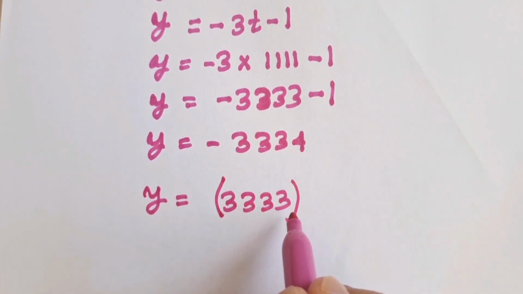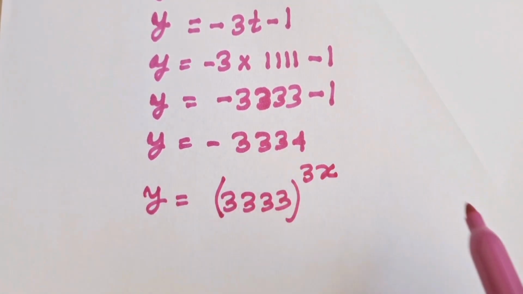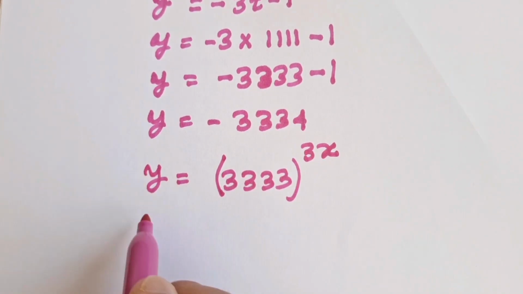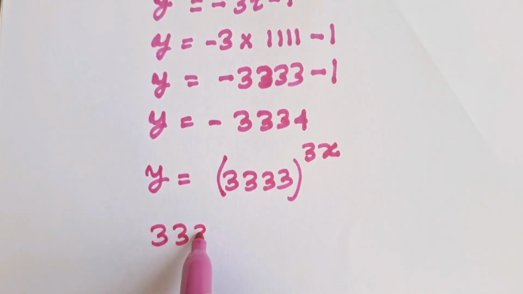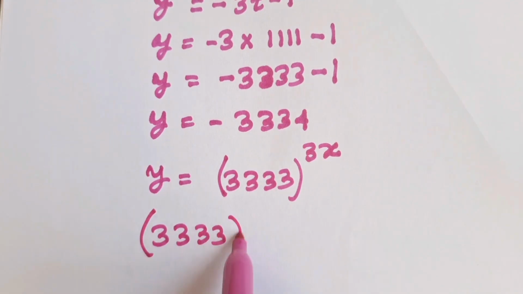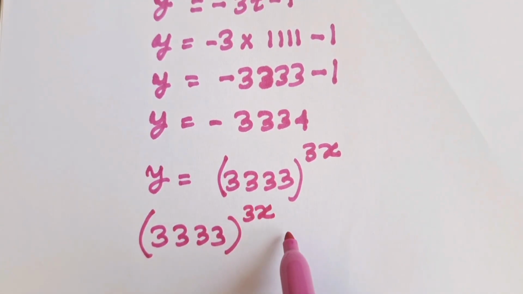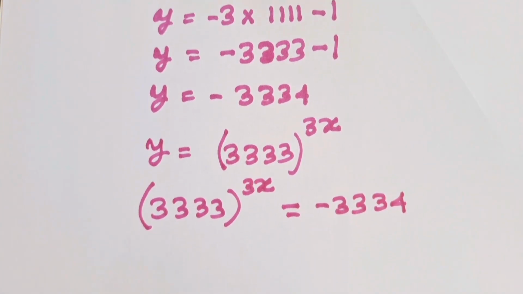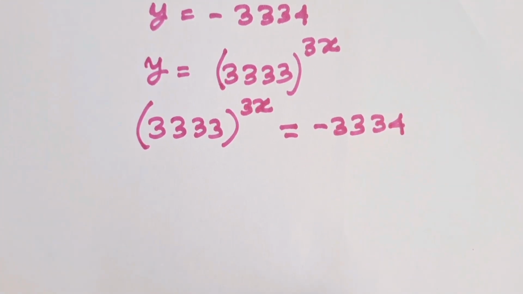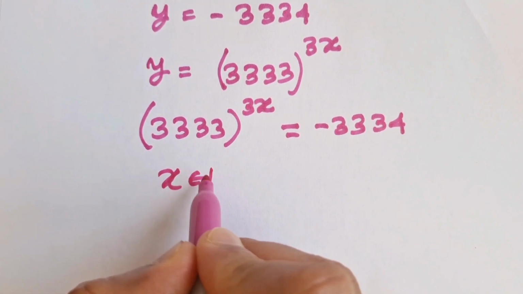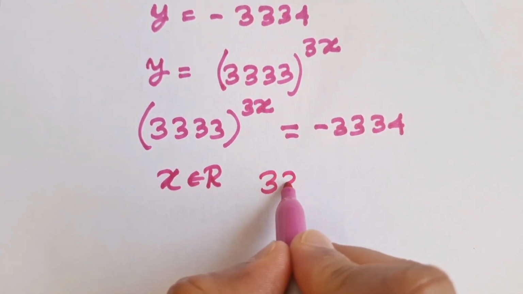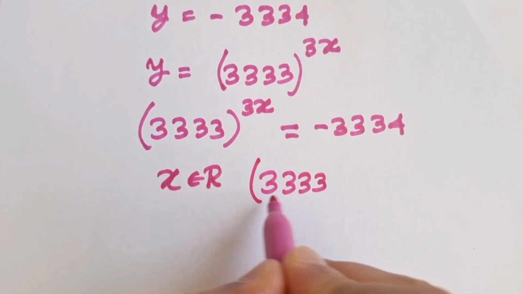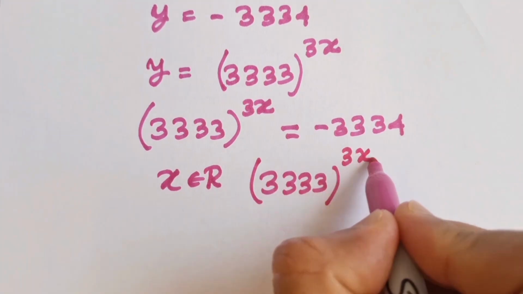But initially we have taken y is equal to 3333 to the power of 3 times x. Then we have 3333 to the power of 3 times x is equal to minus 3334. But we know that for any real number x, this value 3333 to the power of 3 times x cannot be negative. It's not possible. Therefore, in this case, we don't have a real value solution for x.